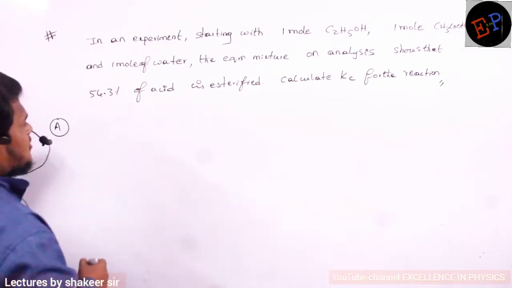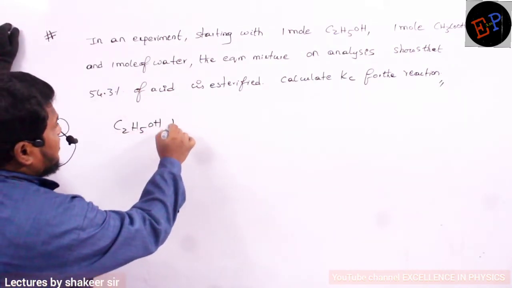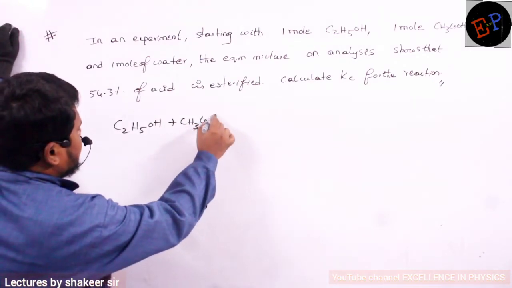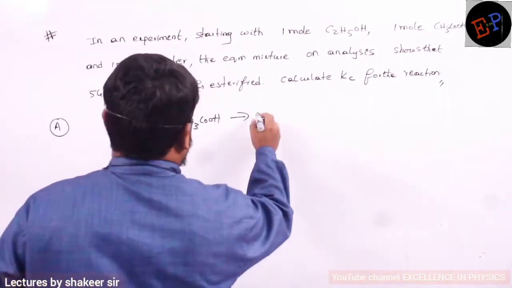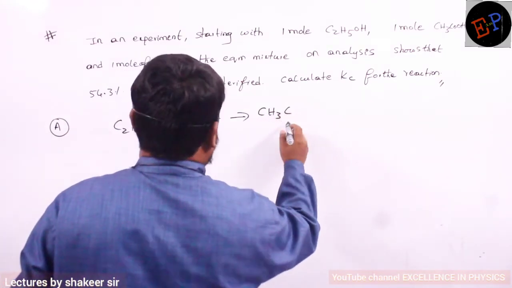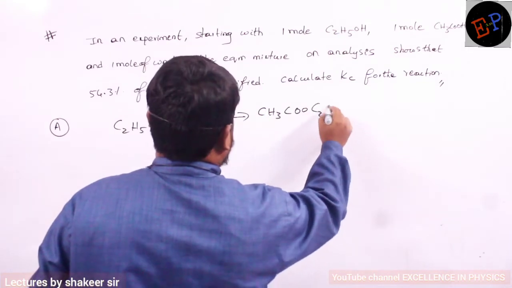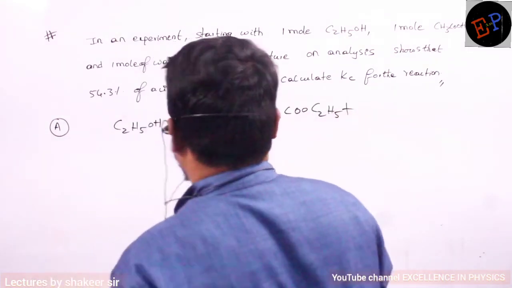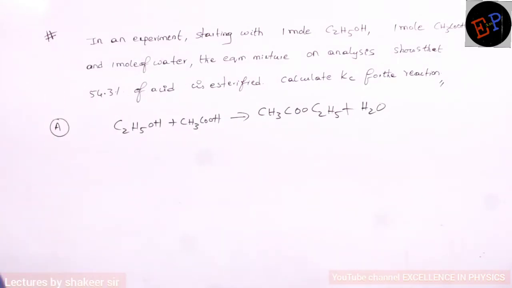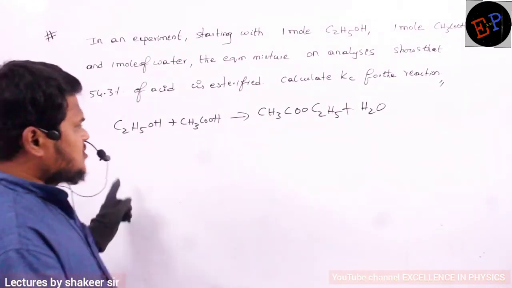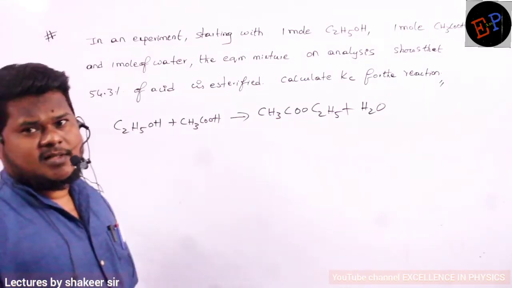First of all, let us write what is the reaction which is happening. C2H5OH plus CH3COOH. If they react with each other, they form CH3COOC2H5 plus H2O. So this is the reaction which should form. Are you able to understand? This is called esterification. The reaction between alcohol and acid is called esterification.